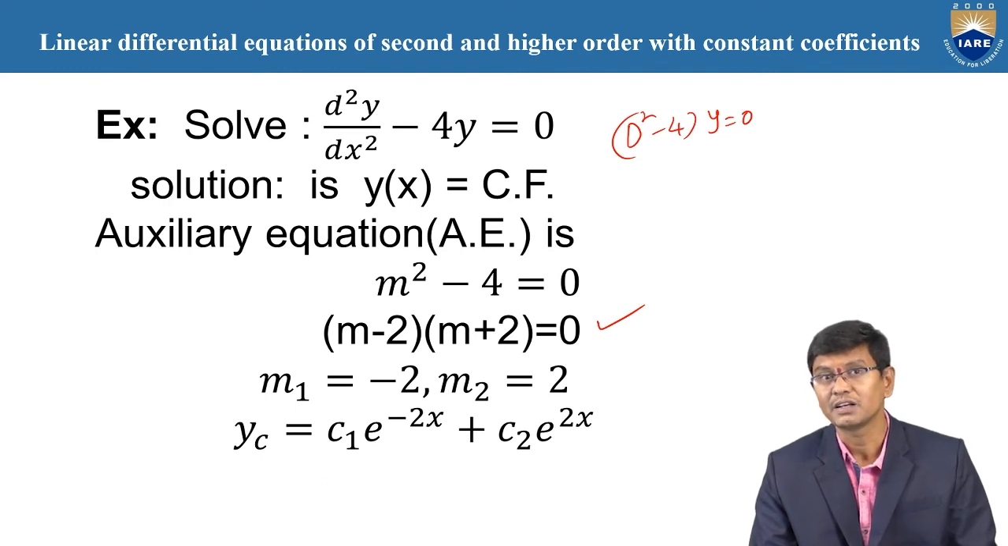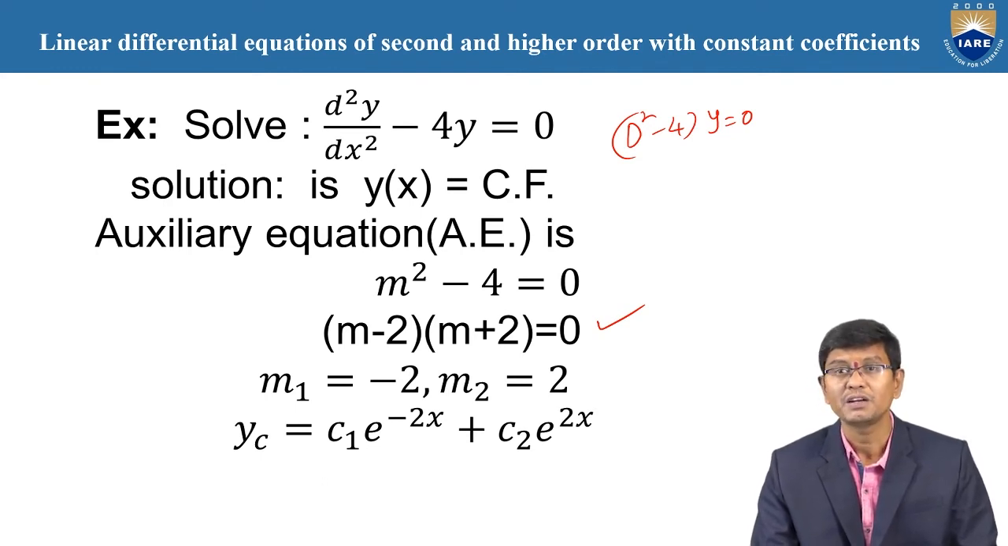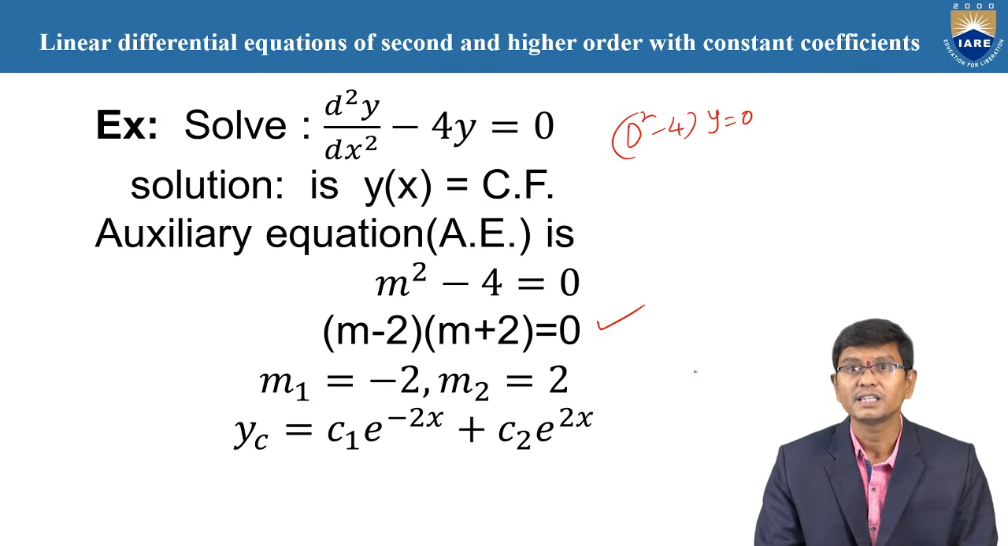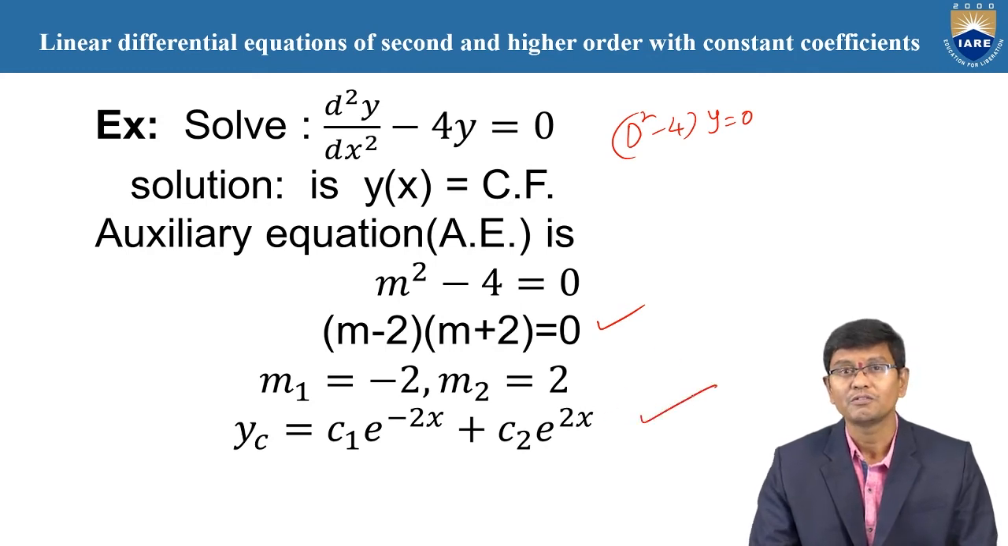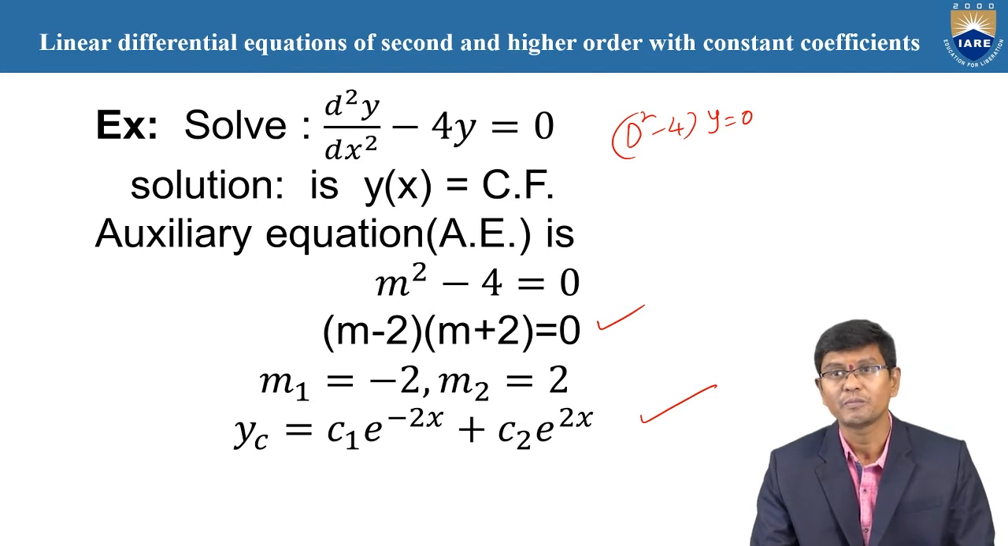According to case 1, whenever the roots are different, you need to write c1 into e power m1x plus c2 into e power m2x. Here, m1 is treated as minus 2, m2 is treated as 2 only. Therefore, yc is equal to c1 into e power minus 2x plus c2 into e power 2x.